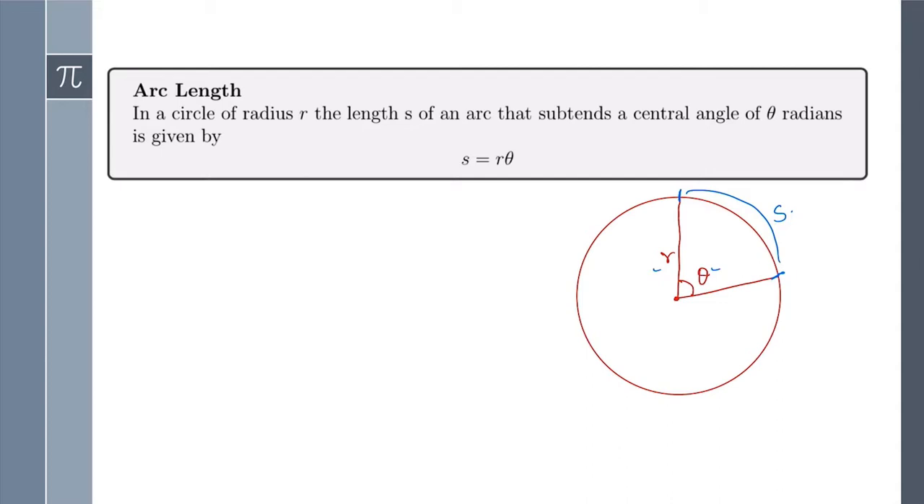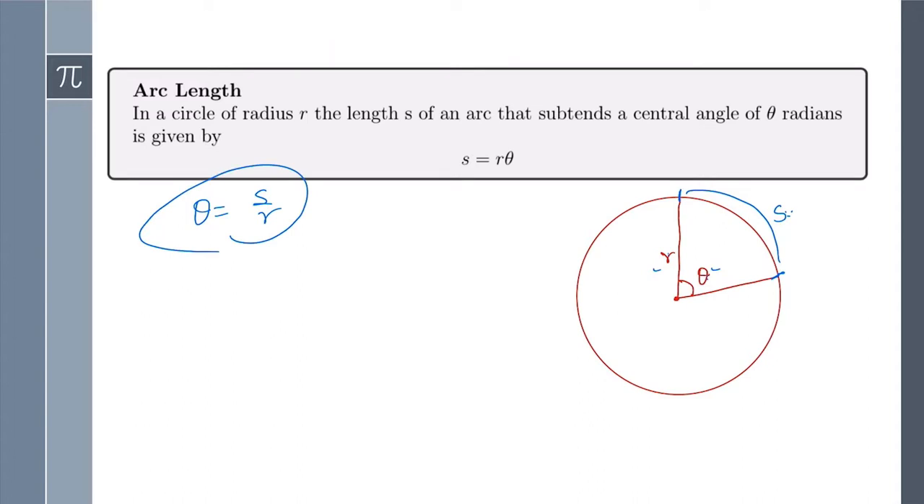Or if I know theta and s, I can find the radius. Or if I know radius and the arc length, then I can find theta, or the angle. So this comes from the definition of radian. Okay, so theta equals, we did that, theta equals s over r. That's the definition of radian. So it comes from there.